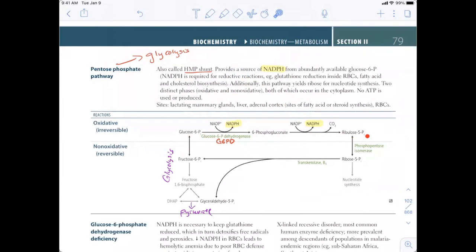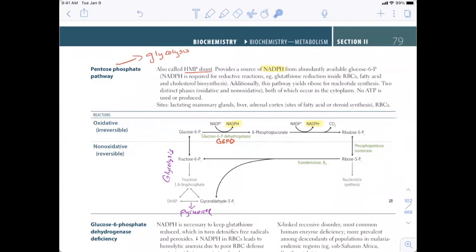Then the ribulose 5-phosphate, with the help of an isomerase, just rearranges the structure and gives you a ribose 5-phosphate. Your ribose 5-phosphate is what can now return to glycolysis, back to your fructose 6-phosphate. And the enzyme there is going to be your transketolase. So what are the secondary effects we get out of this?